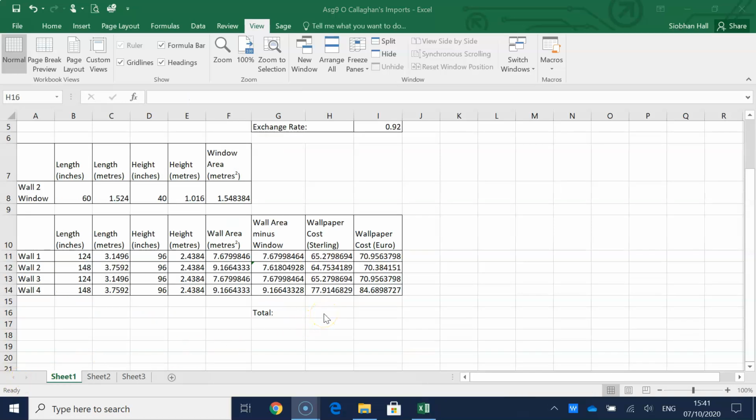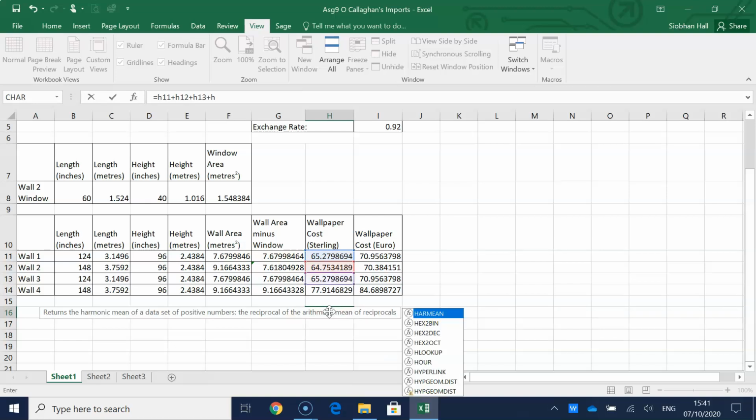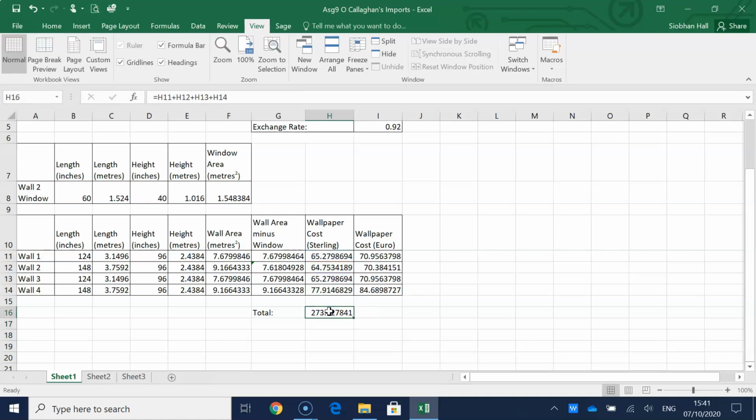In question 7, we're asked to calculate the total wallpaper cost in sterling and in euro. So in sterling first is equal to H11 plus H12 plus H13 plus H14. And press enter to have that accepted. And we can simply copy that to the cell next door to get the total for the wallpaper cost in euro column.